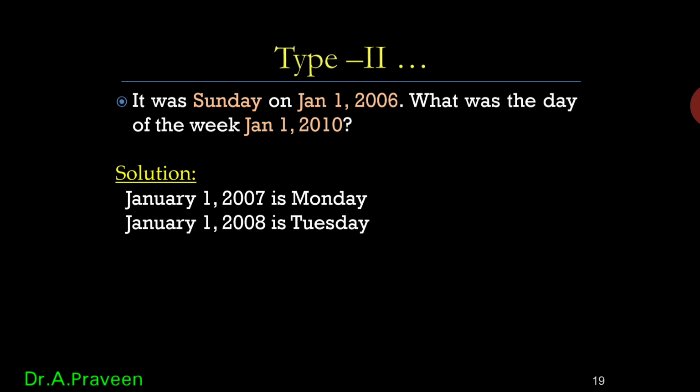Now, January 1, 2009 will be a Thursday because 2008 is a leap year. So this is the place where we have to be careful. When we pass on from January 1, 2008 to January 1, 2009, we cross the month of February in 2008. 2008 is a leap year. So therefore, January 1, 2009 will be 2 days after Tuesday. So therefore, it is a Thursday.